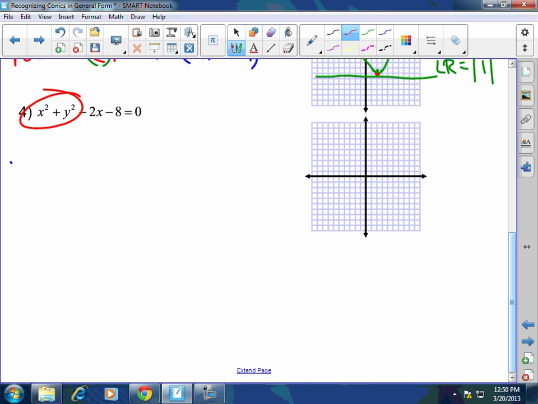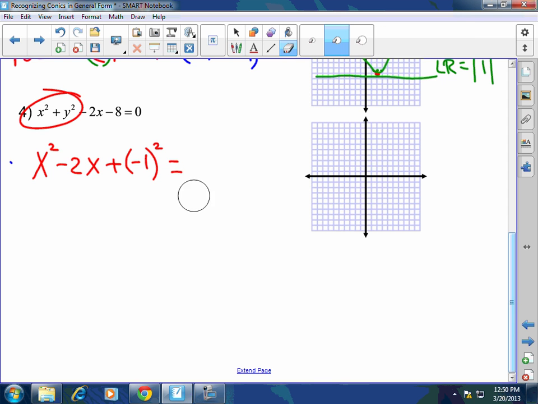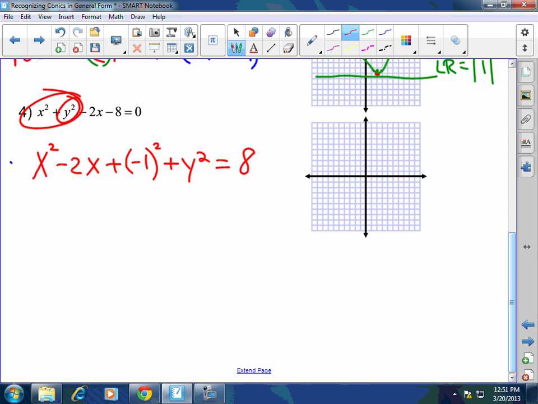Talk to me. What do? x squared minus 2x. Excellent. Equals? My bad. I have a y squared there too, right? So I have my y squared. Do I have to complete the square for that? What lets you know that you're good just there? There's no regular y. Very good, guys. You guys are doing great. This equals 8 plus my 1. So I've got x minus 1 squared plus y squared equals 9.